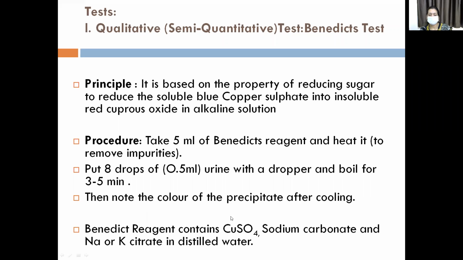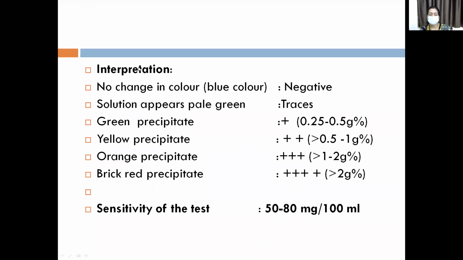Benedict's reagent contains copper sulfate, sodium carbonate, and sodium or potassium citrate in distilled water. Usually the examiner will ask what the constituents of Benedict's reagent are, and you have to say all of this. Interpretation: no change in color is negative; green, yellow, orange, brick red are positive, according to the varying concentrations. Sensitivity is 50 to 80 milligrams per 100 ml. So more than 50, definitely you can detect sugar in the urine.